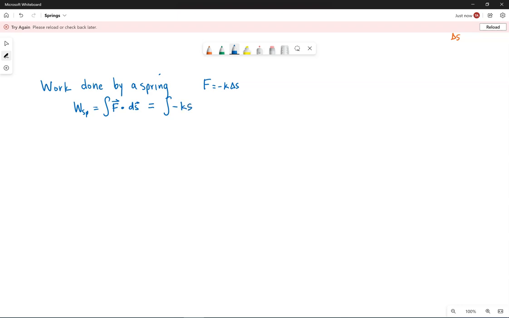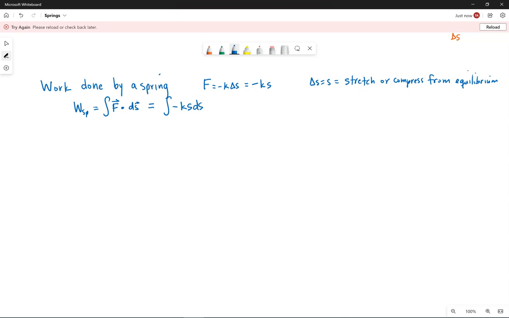I personally don't like writing delta S and having a ds in my equation as well. So I'm going to go ahead and write the force of the spring as negative Ks, but we have to keep in mind we mean delta S, a stretch or compression from equilibrium specifically.